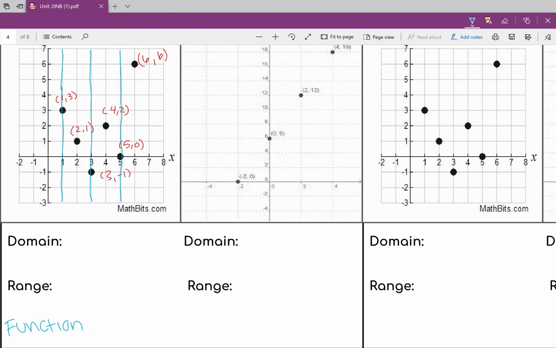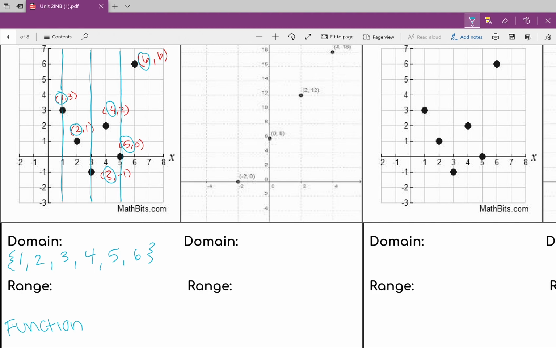Okay. So for the domain, remember I said domain is all the x values. So I'm going to look up here and I'm going to list all my x values. So remember, I do that little curly bracket to tell you that this is a set of points. And then I'm going to just write all the x values. So this is 1, 2, 3, 4, 5, and 6. And I'm getting all these x values right here from these points. So here's 1, 2, 3, 4, 5, 6.